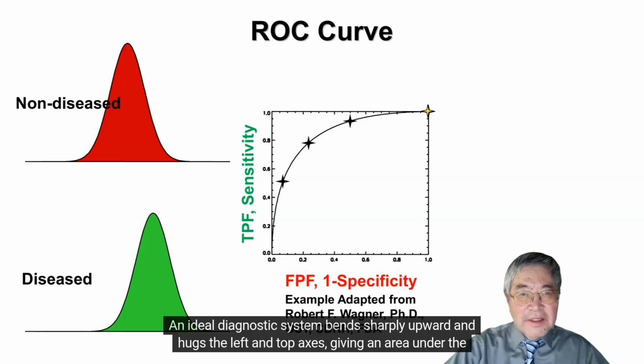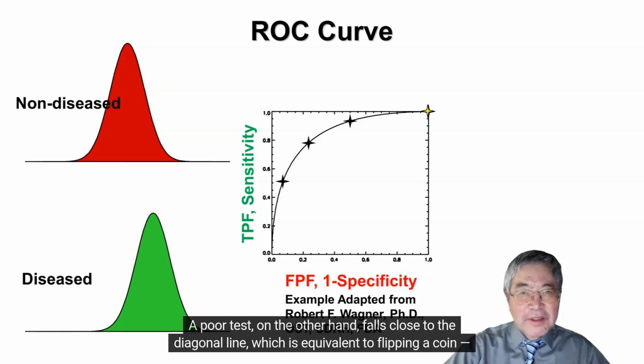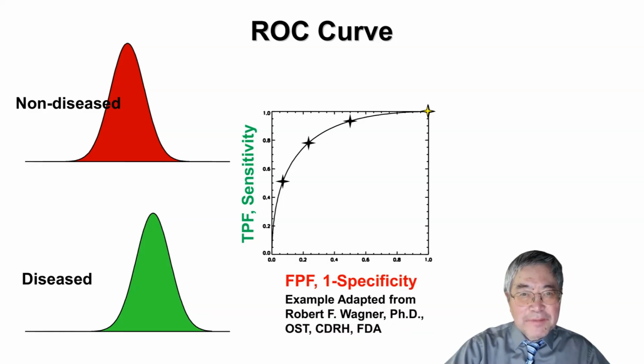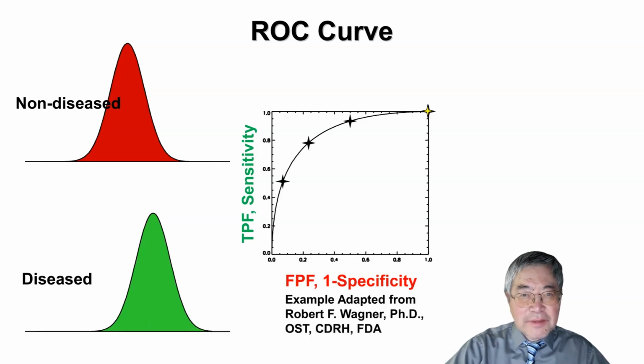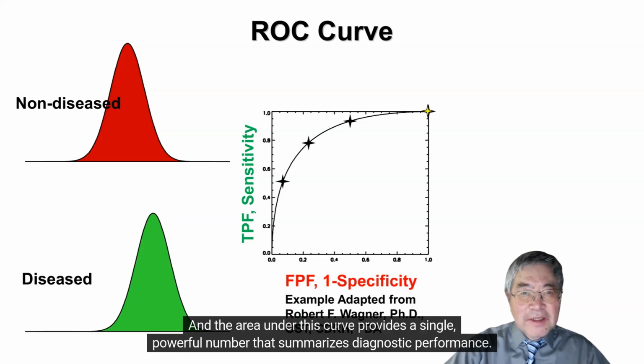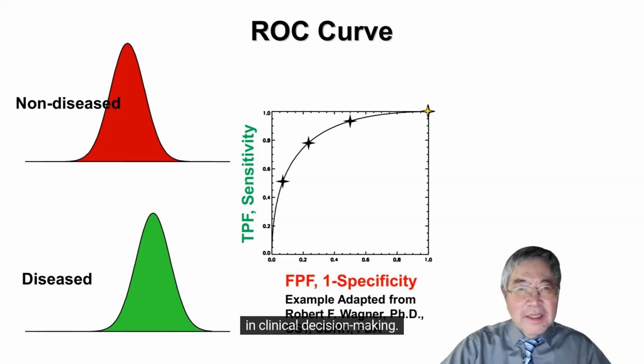An ideal diagnostic system bends sharply upward and hugs the left and top axes, giving an area under the curve, or AUC, close to 1. A poor test, on the other hand, falls close to the diagonal line, which is equivalent to flipping a coin, nothing more than random guessing. So the ROC curve captures the complete balance between sensitivity and specificity across all thresholds. And the area under this curve provides a single powerful number that summarizes diagnostic performance. That's why ROC analysis has become such a central tool in medical imaging, in machine learning, and in clinical decision-making.